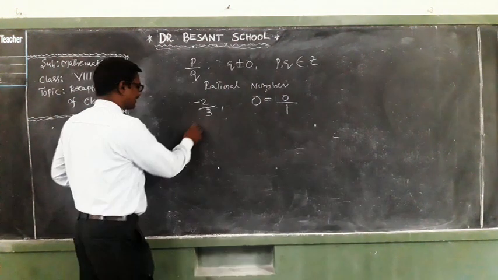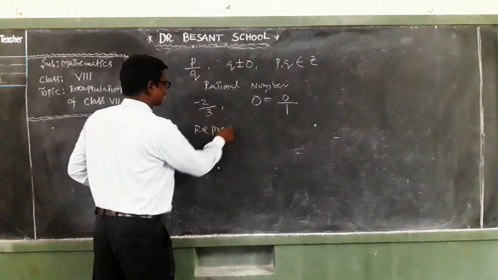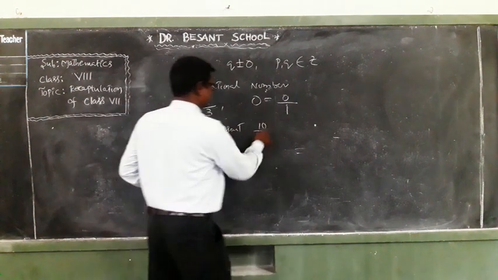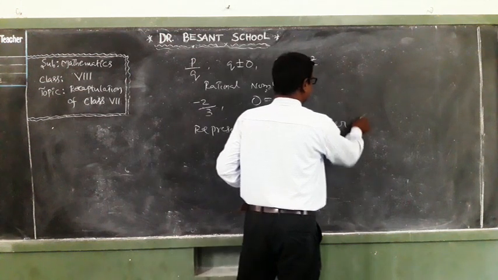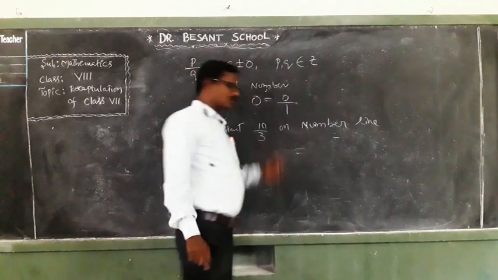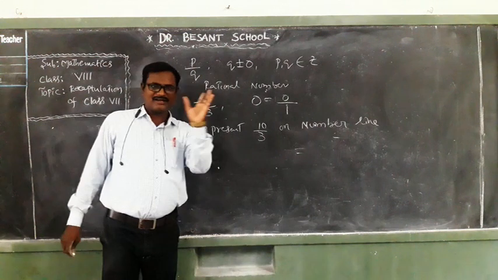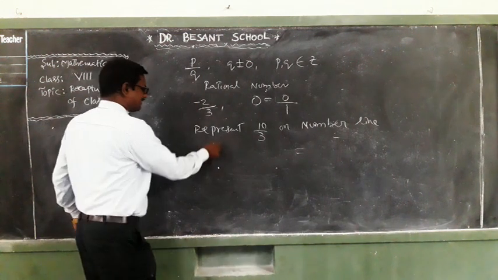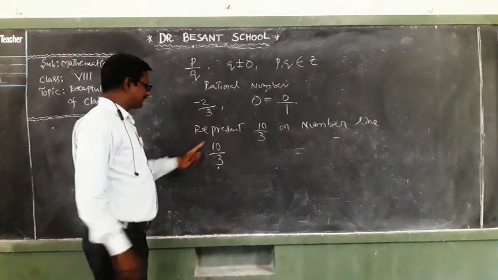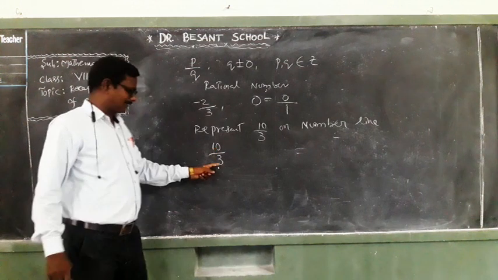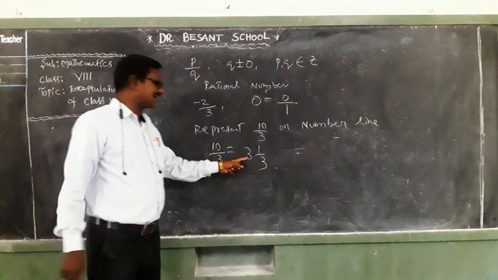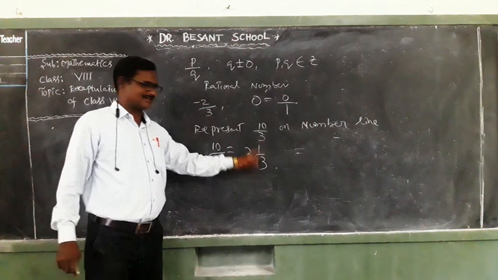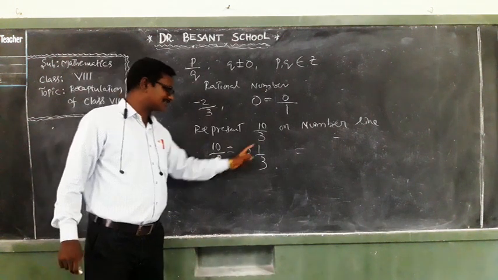For example, represent 10 by 3 on the number line. How to represent 10 by 3 on the number line we learned in our previous class. 10 by 3 means what type of rational number is this? Numerator is 10, denominator is 3. So we write it as 3 and 1 by 3. Why? Because 3 threes are 9, 9 plus 1, 10. So the value of 10 by 3 is 3 and 1 by 3.